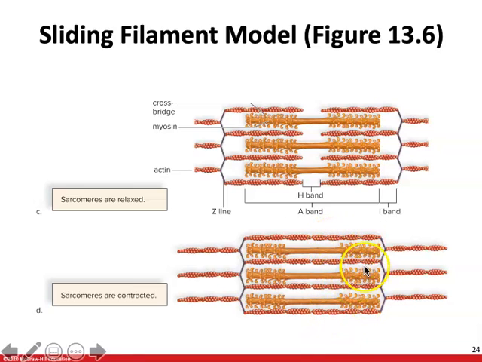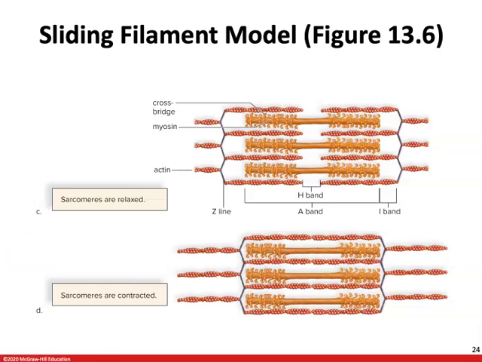This is actually going to be happening down the entire length of the muscle fiber, contracting in these short little bunches right here. And each time they contract, it's going to shorten the overall length of the entire muscle fiber, and it's going to shorten or contract the length of the muscle as a whole. So this is the sliding filament model.